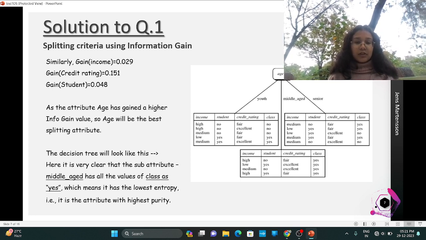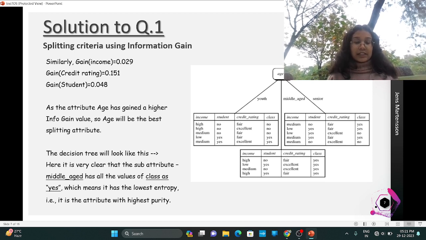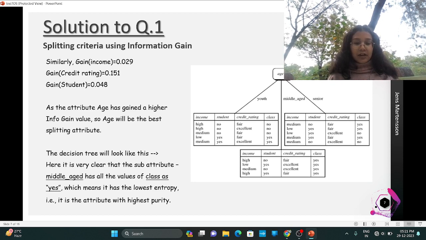The decision tree will look like this. This is the decision tree. Here it is very clear that the sub-attribute middle aged has all the values of class as yes, which means it has the lowest entropy, that is, it is the attribute with high purity.